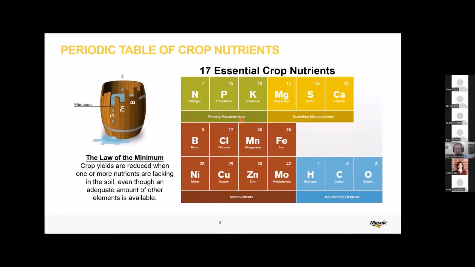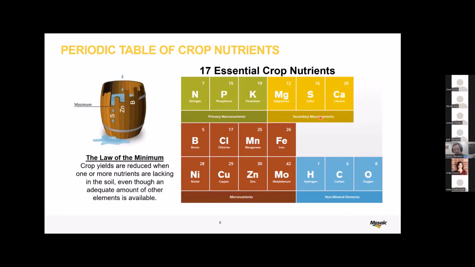So if we break those down into different silos or buckets, we start with primary macronutrients, which we all know: NPK, nitrogen, phosphorus, and potassium, needed in large amounts to essentially sustain a crop and maximize its genetic potential all the way through the season. That's followed by the secondary macronutrients, needed just a little bit less than the primary.